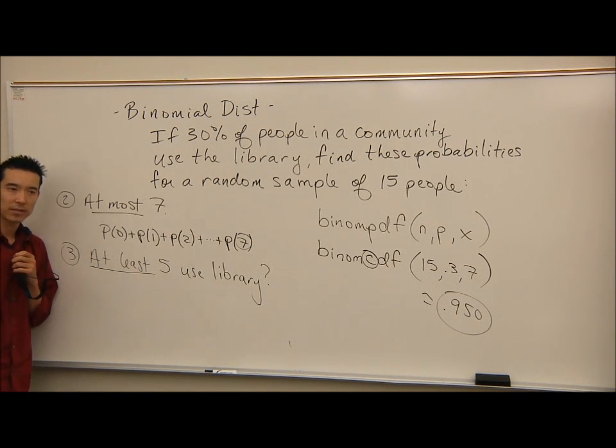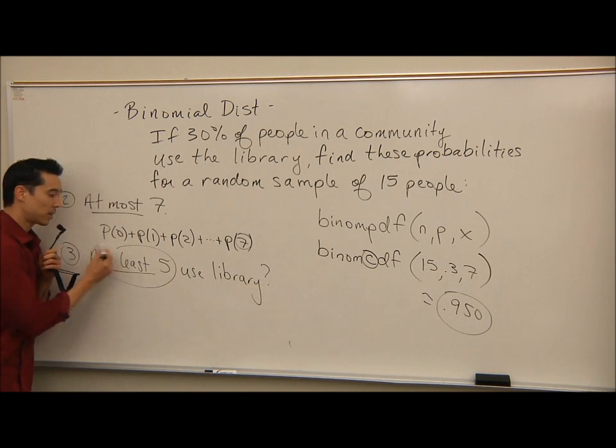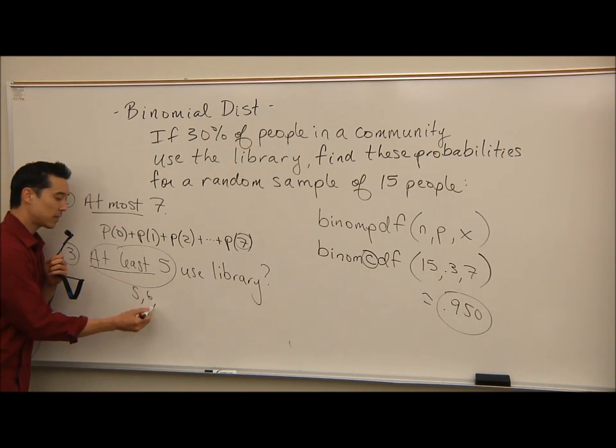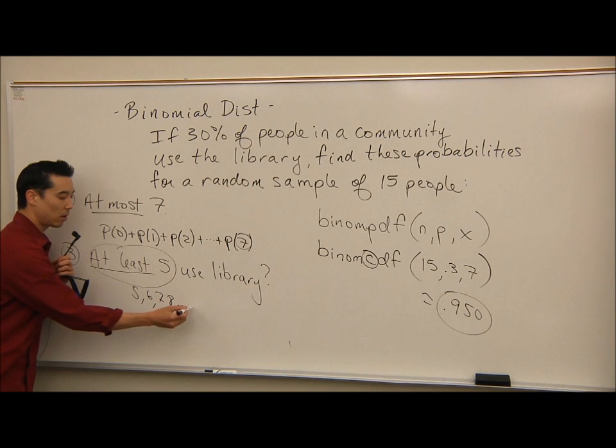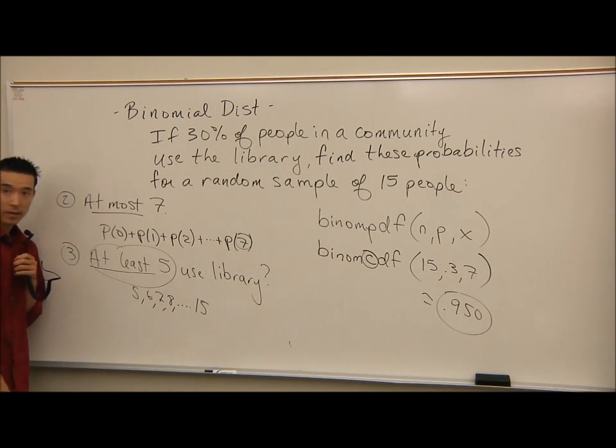Just in English terms, what is at least 5? It could be 5 or more, right? 5, 6, 7, 8. How many people are we looking at? 15. So at least 5 in this problem means 5, 6, 7, 8, all the way up to 15. Is everybody with me on that?